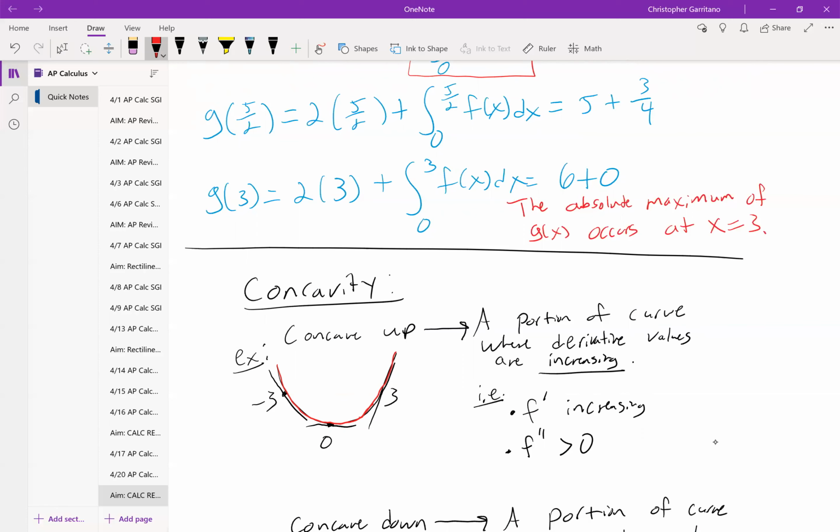An equivalent way of saying that is f prime is increasing. An equivalent way of saying f prime is increasing is f double prime is positive, right? f double prime is the derivative of f prime. And if f prime is increasing, then that means its slopes are positive. So f double prime would also be positive. So keep that in mind. These two are equivalent.